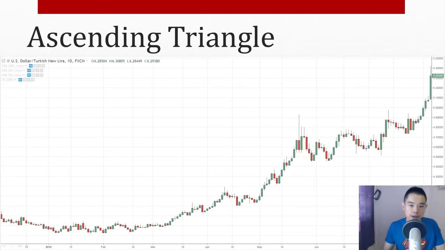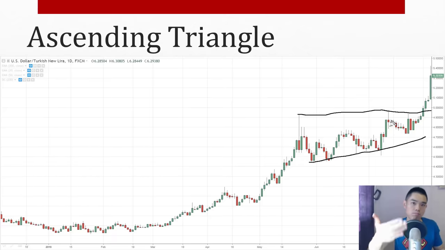An ascending triangle looks like this. You can see, connect the highs over here. The way you draw your ascending triangle is the way you use your drawing tools. You're simply drawing a resistance on your chart and a trend line. This over here is the upward trend line, and this over here is the resistance. Apply the same concept to how you would draw with your drawing tools.